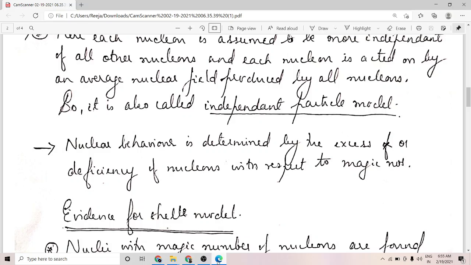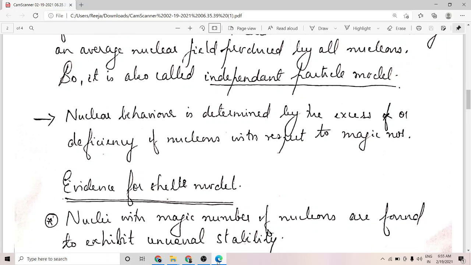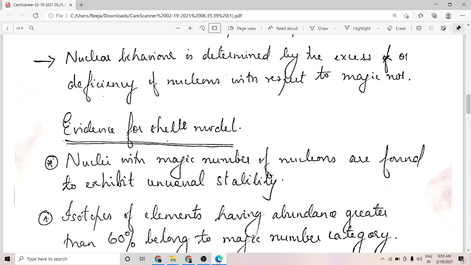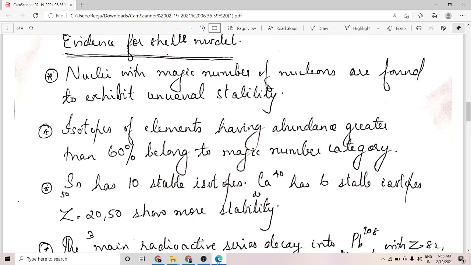Now, let us go into some of the evidences of the shell model, that is, evidences which prove that this shell model is a correct model, which is comparable to our actual nucleus. So nuclei with magic numbers of nucleons are found to exhibit unusual stability. Now this was one of the postulates of the shell model, and it is experimentally proved or evident too. That is, the nuclei with magic number of nucleons are found to exhibit unusual stability.